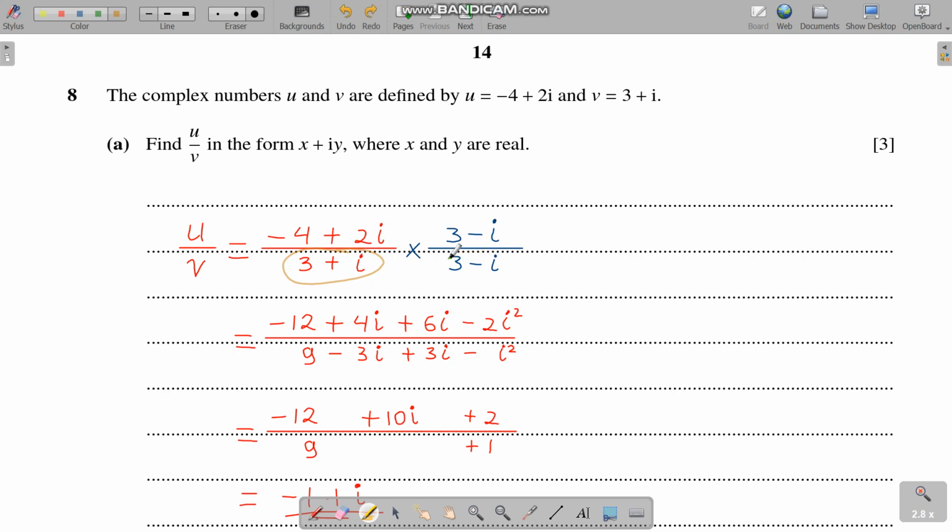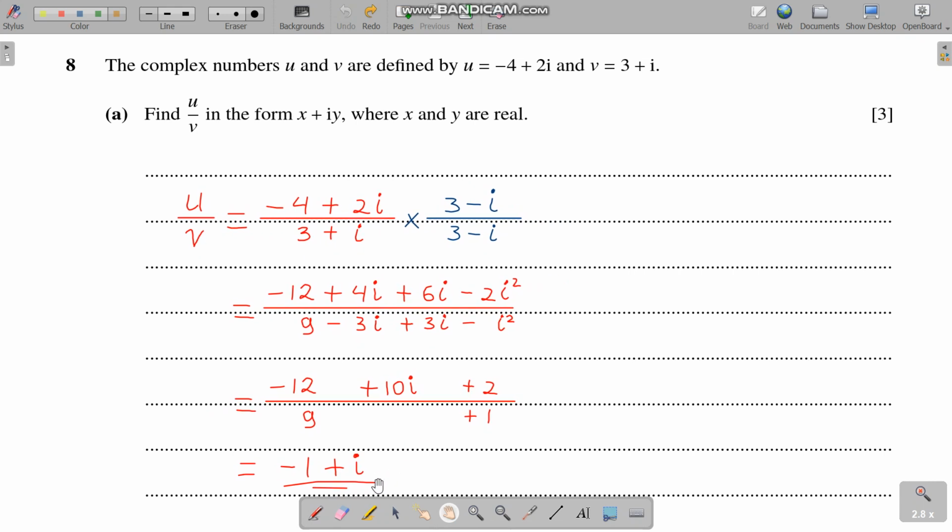Okay, so we are realizing the denominator, just like rationalizing a denominator. After we multiply, -4 times 3 gives -12, -4 times -i gives +4i, 2i times 3 is 6i, 2i times -i gives -2i squared. In the denominator, 3 times 3 is 9, 3 times -i is -3i, i times 3 is +3i, and i times -i is -i squared.